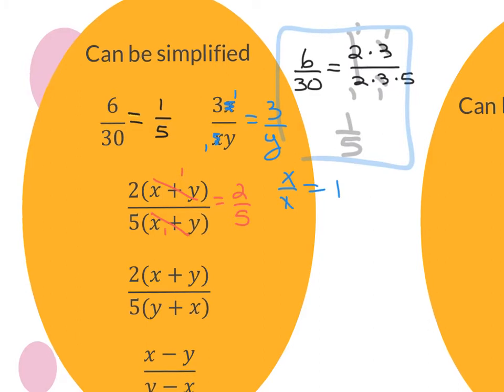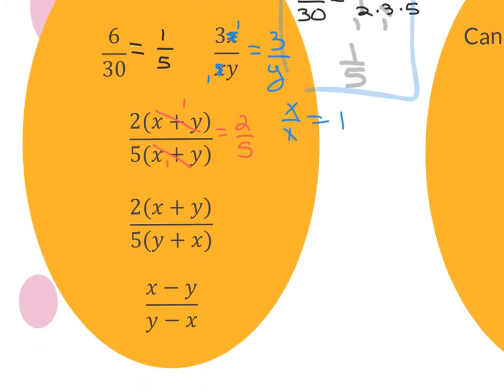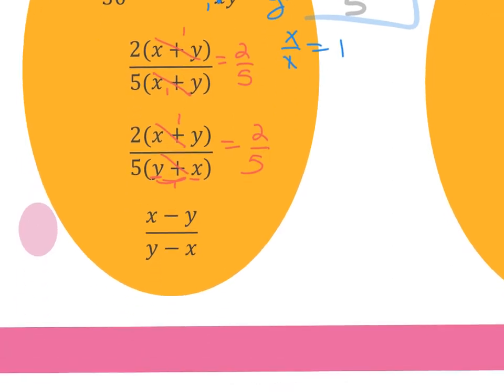On the next example, notice that even though this is backwards, this is still a positive y and a positive x. Remember, addition is commutative. So these two mean the same thing. So again, this would simplify, and this one would also simplify to 2/5. Now, the next one, however, notice this time both the x and the y's are the opposite signs. This will reduce.